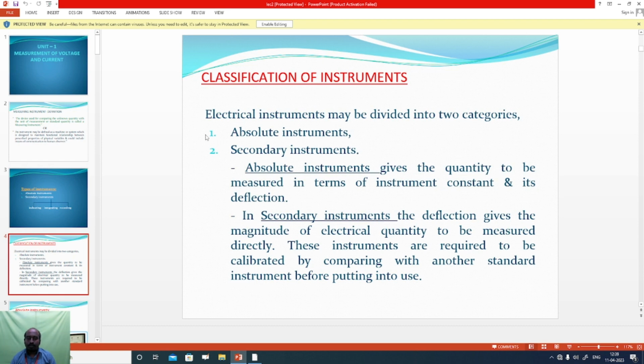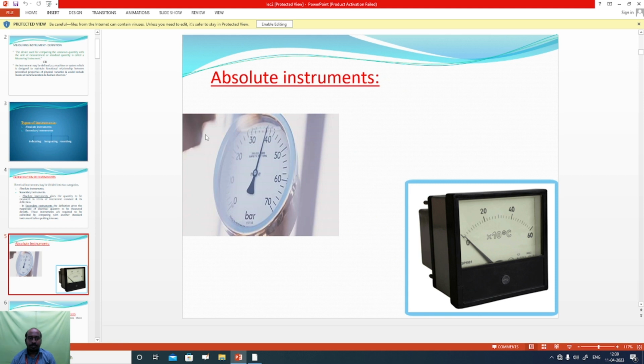So, what is the necessity of secondary instruments? Every secondary instrument needs a standard with which it needs to be compared and calibrated. These instruments are required to be calibrated by comparing with another standard instrument before being put into use. We use secondary instruments mainly in all the electrical measuring industries, everywhere.